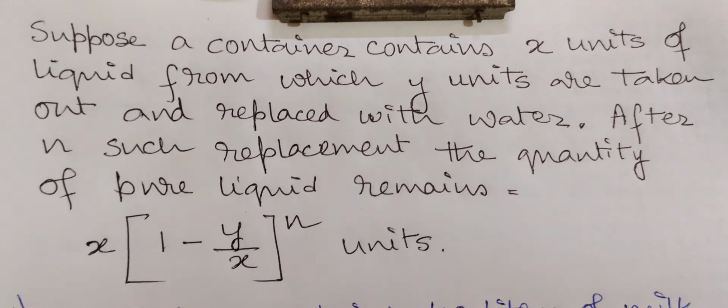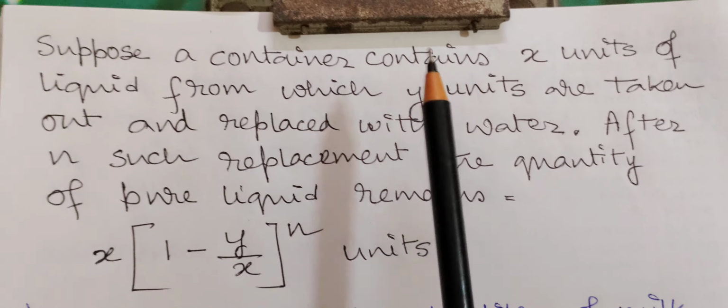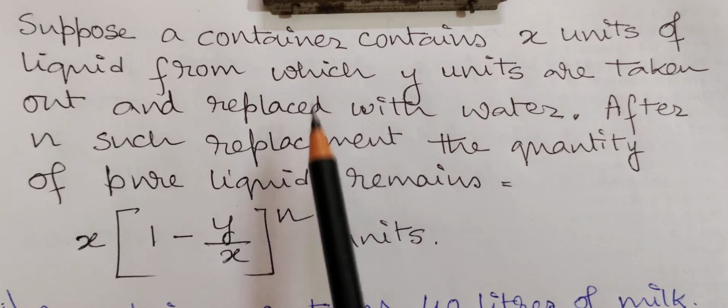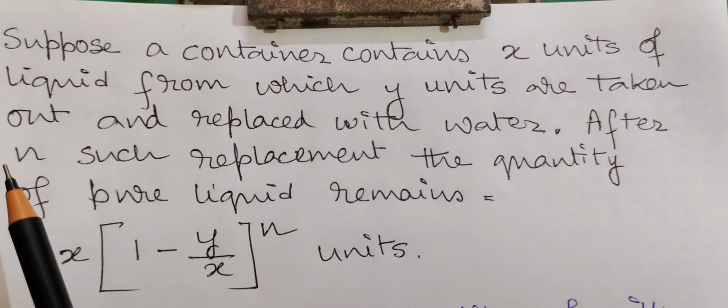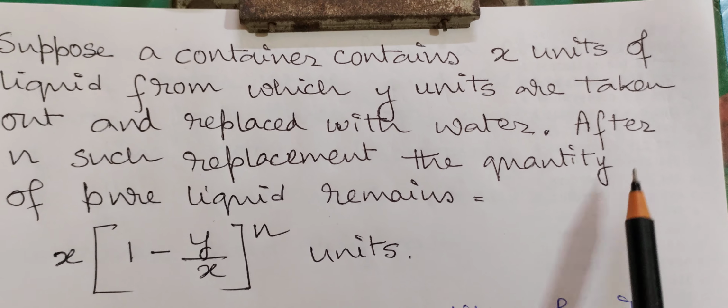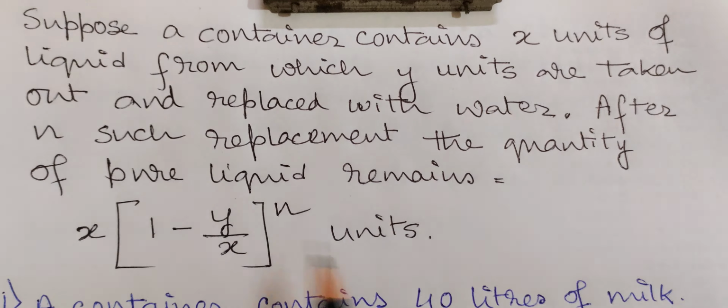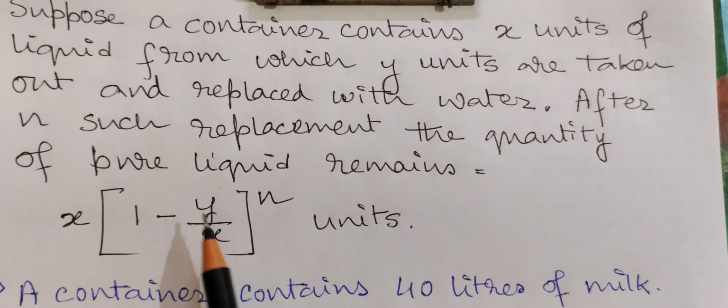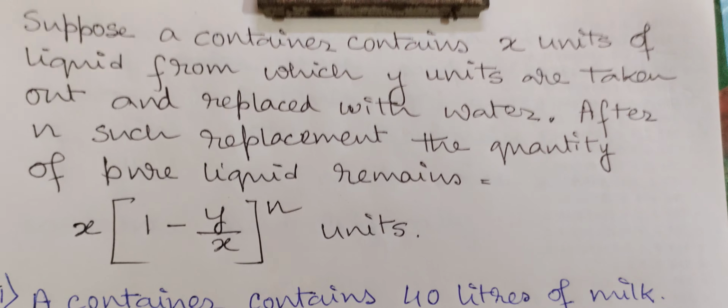So let's start. Suppose a container contains X units of liquid from which Y units are taken out and replaced with water. After n such replacements, the quantity of pure liquid remaining is this. So this is the shortcut: X into (1 minus Y by X) whole to the power n units.